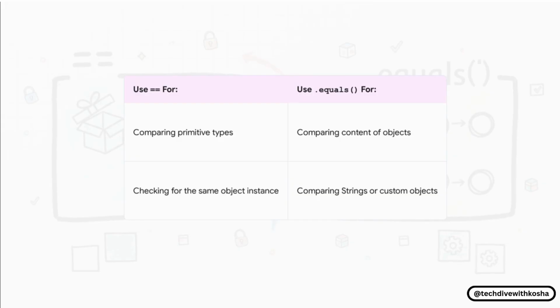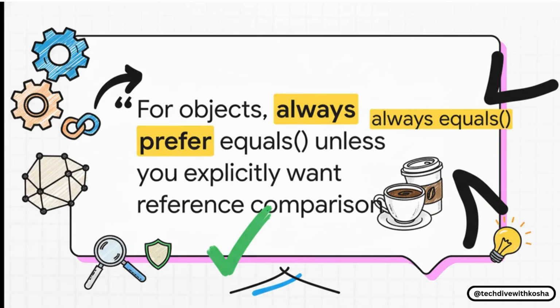But for literally everything else, any object at all, your default, your go-to should always be dot equals. The only time you'd ever use double equals for objects is if you have a very specific and pretty rare reason to check if two variables are pointing to the exact same spot in memory. And that's the money line right there. This is what you should always remember for your code and for your interviews. It shows you understand how to write safe, bug-free code. When you're dealing with objects, just use dot equals.